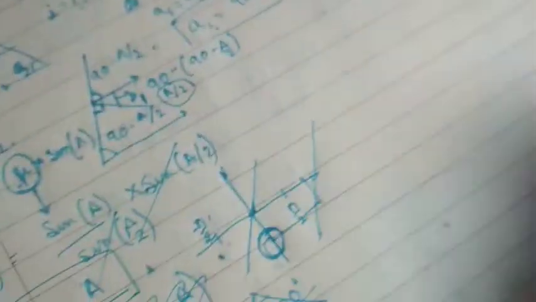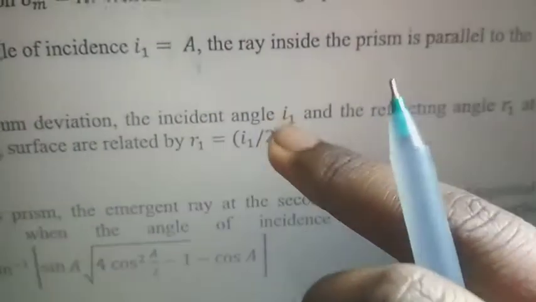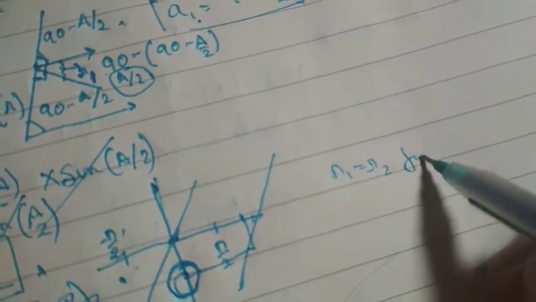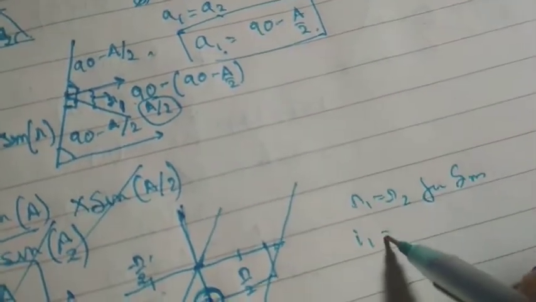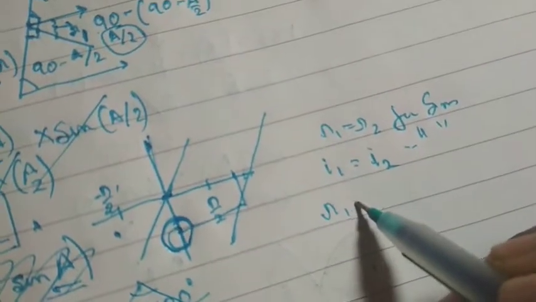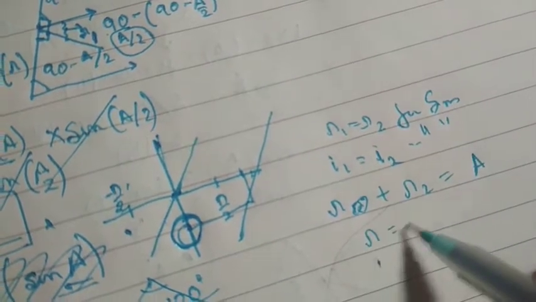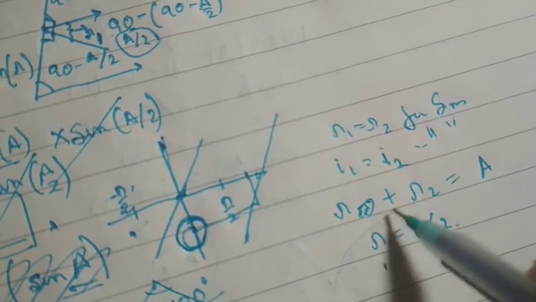Now moving on to option B. Option B says at minimum deviation, the incident angle i1, okay, so it's telling the relation between i1 and r1 is this. How can we get that? We can get that easily by knowing that r1 equals r2 for minimum deviation and i1 equals i2 for minimum deviation. Now we know r1 plus r2 equals A, so r equals A by 2, since both of them are the same.